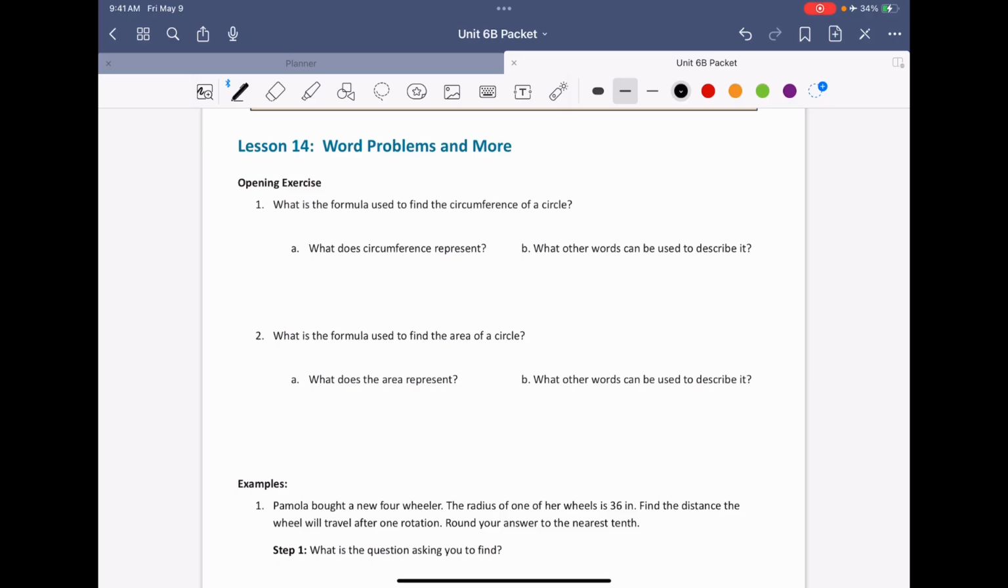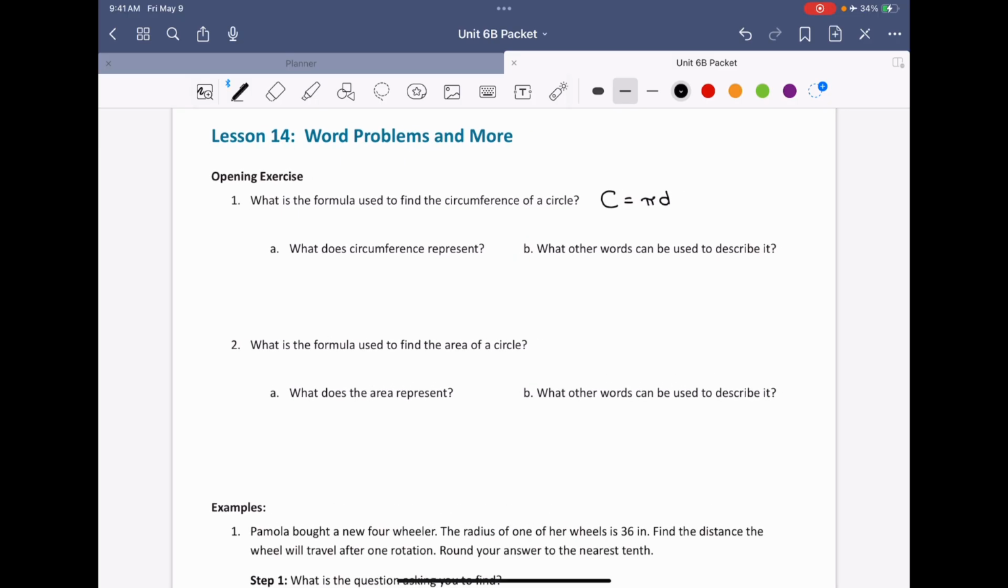Okay, so it says, what is the formula used to find the circumference of a circle? So C equals pi times diameter is the formula. You can look back in your notes for that. It said, what does the circumference represent? The circumference, remember, is the distance around the circle.